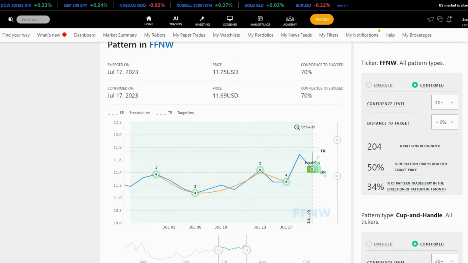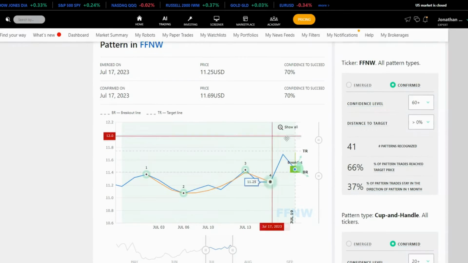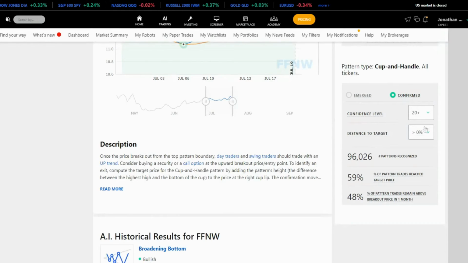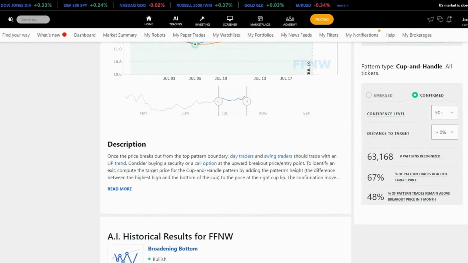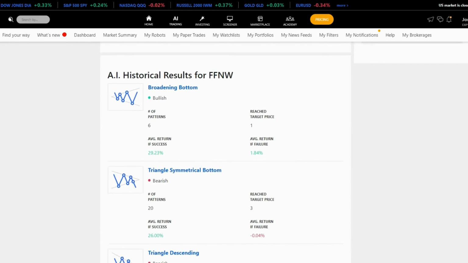Okay, and then here for cup and handle, for the confidence level, 40% everywhere. Let me see if we can change that. So with confidence greater than 60, 41 patterns have been identified for FFNW cup and handle. 66% reach the target price, but that's a really good result. Now, let's say cup and handle for all tickers. Okay, we already looked at that data. We look at 50, and let's look at this one, and 67% reached the target price, which is not a bad result. You can look at the statistical historical results, which we did in the form of a backtest.